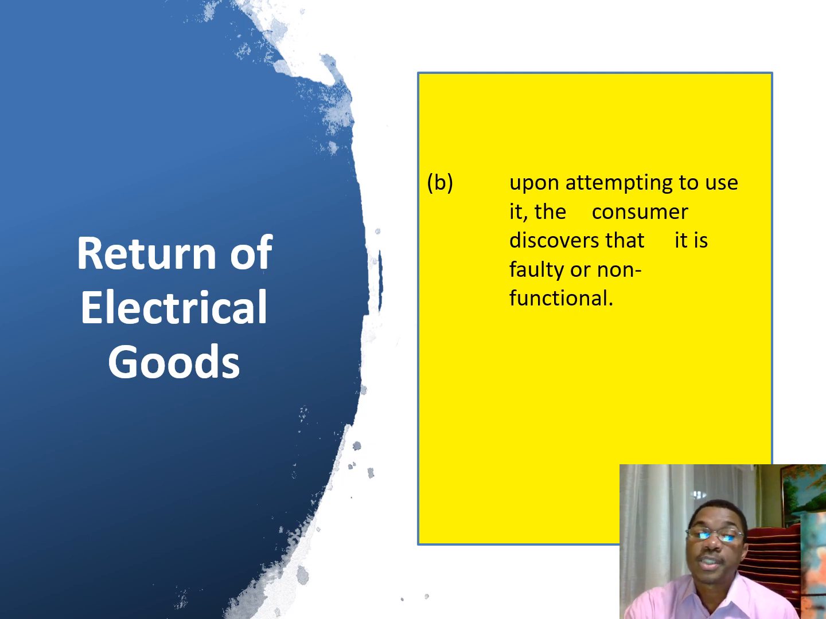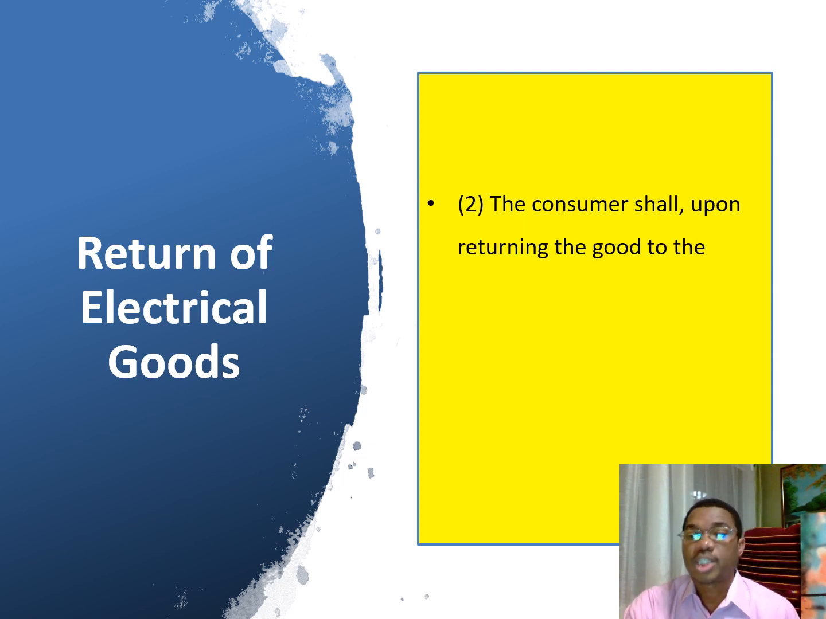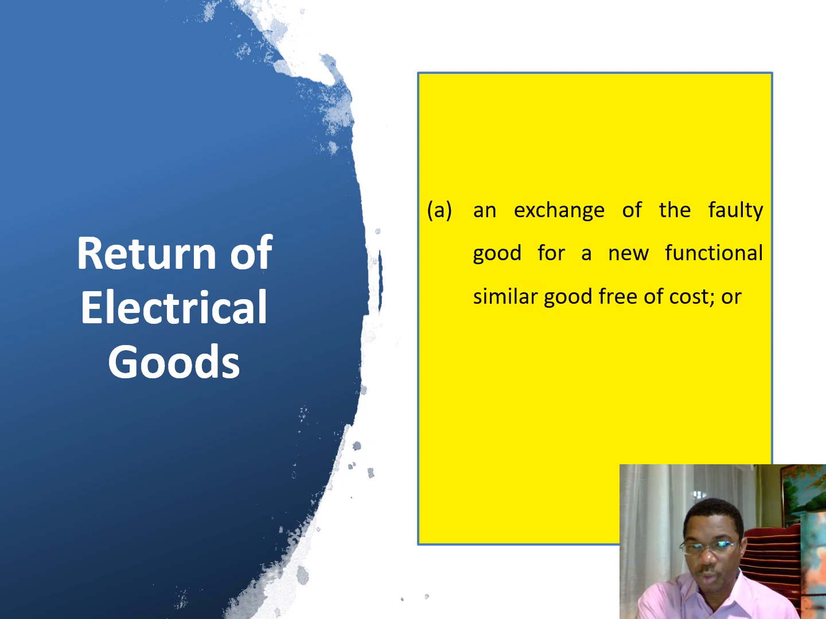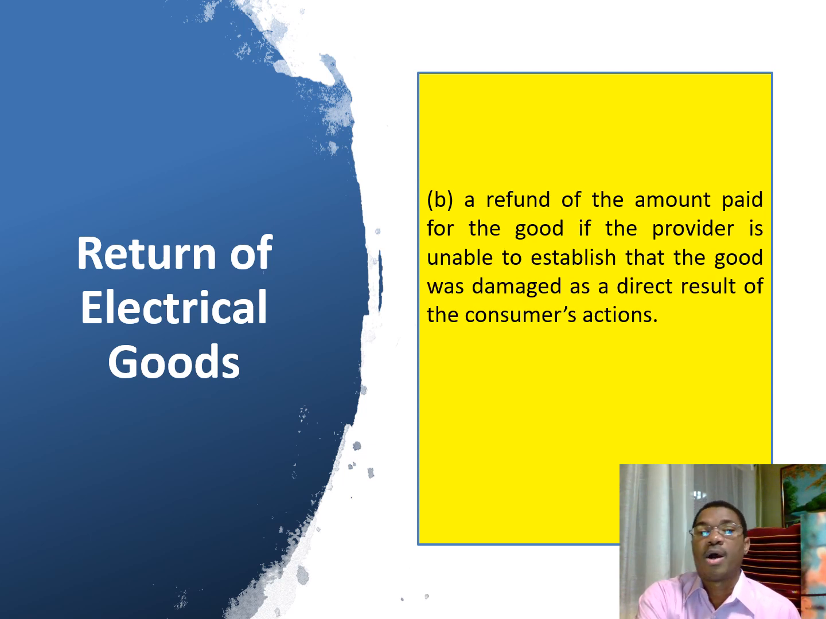Upon attempting to use it, the customer discovers that it is faulty or non-functional. The consumer shall, upon returning the good to the provider, get an exchange of the faulty good for a new functional one similar to the good free of cost, or a refund of the amount paid for the good, if the provider is unable to establish that the good was damaged as a direct result of the consumer's action.